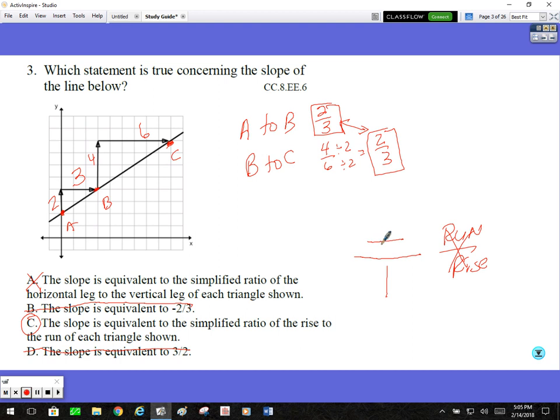Okay, so remember, this is the key. This is horizontal over vertical, which is run to rise. But this one is rise to run, which would be vertical over horizontal. That is rise over run. Okay, so think about it that way. But we're looking at that, we're reducing that fraction to 2 over 3. All right, here's the next one.